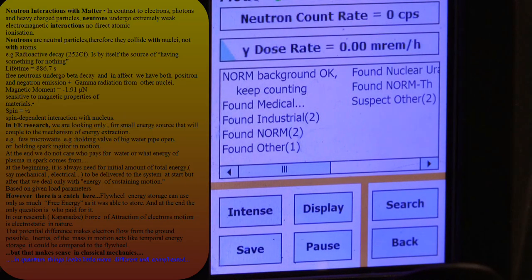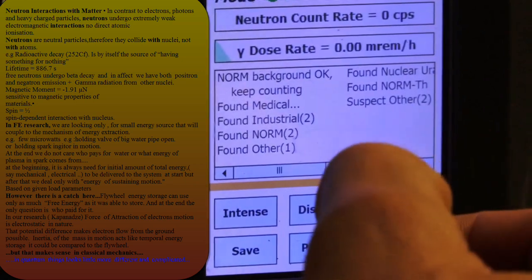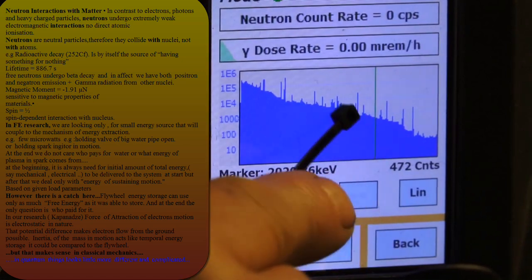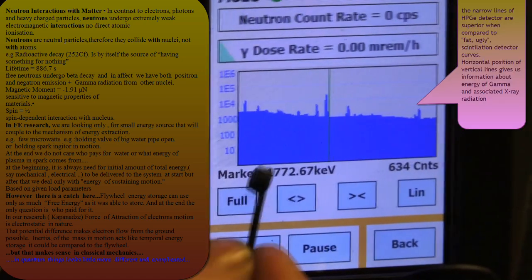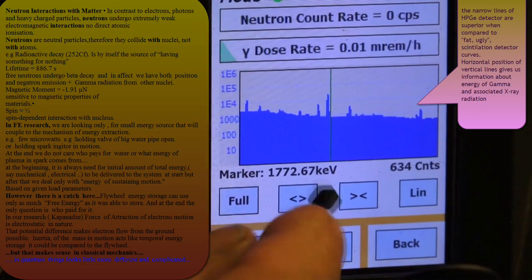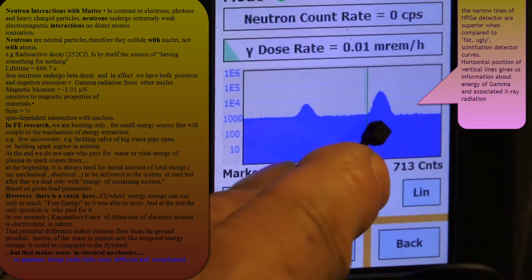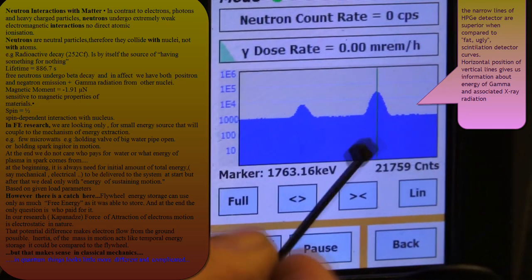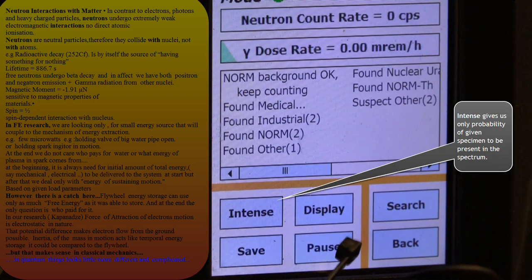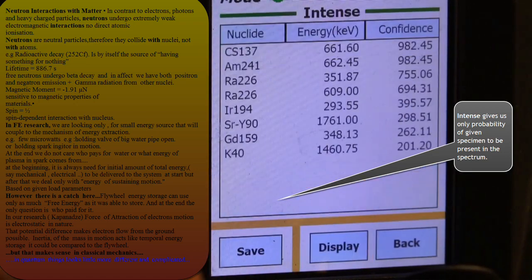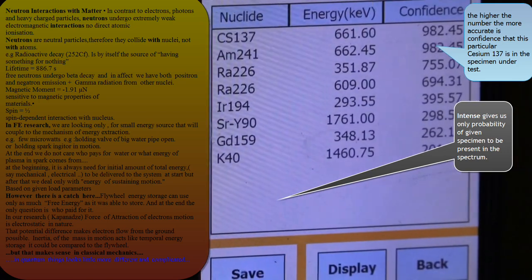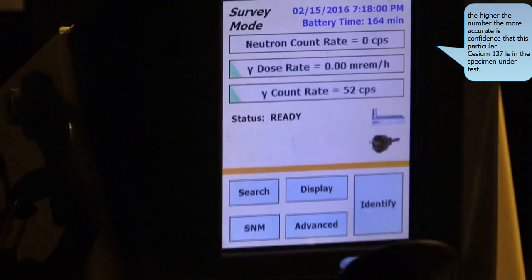That's a display that shows potential radioactive specimen and assignment. So each vertical line on the spectrum continuum is responsible for each individual radioactive decay. The intensity doesn't really give you assurance that you have something there, but 98.2 confidence is pretty high.